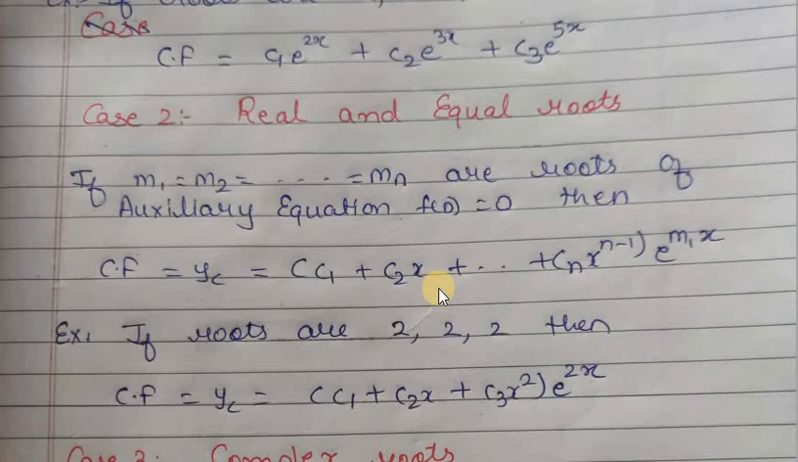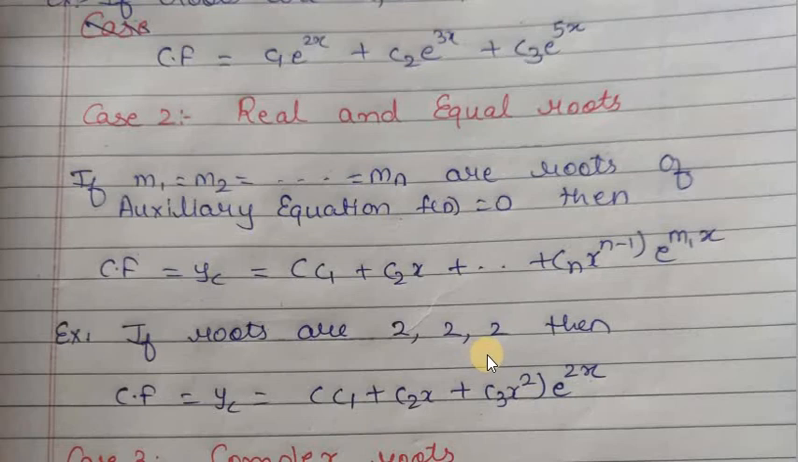Now consider one example related to case 2. Say you have been given (D minus 1) the whole square y equals to 0. Now you have to solve this equation, so we will find out its CF. To find out CF, we will equate the function of D to 0. Here the function of D is (D minus 1) the whole square, and that equals 0. So the factor D minus 1 is repeated 2 times.